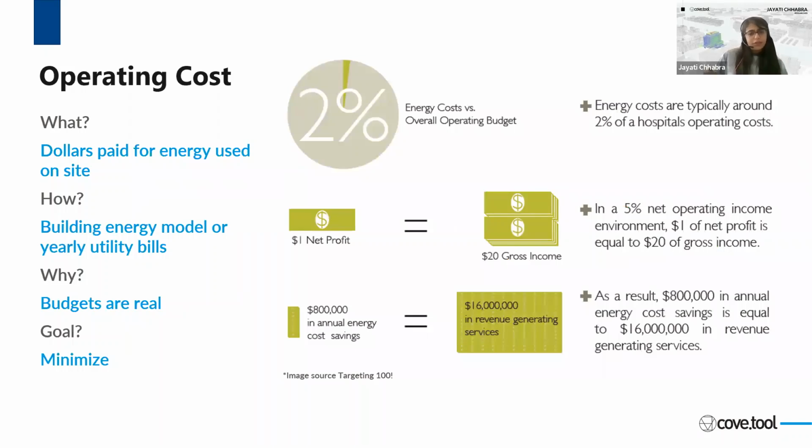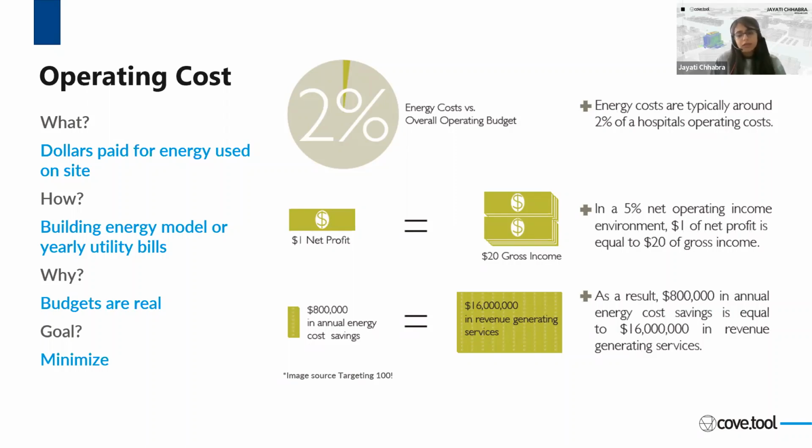The next one here is operating cost, for sure. Operating cost is dollars paid for energy use on site, or any other currency. You will again calculate this through a simulation or back calculate from your utility bills. Why is it important? Because there's a budget for each project. And when it specifically comes to hospitals, there is a huge spending associated with it.